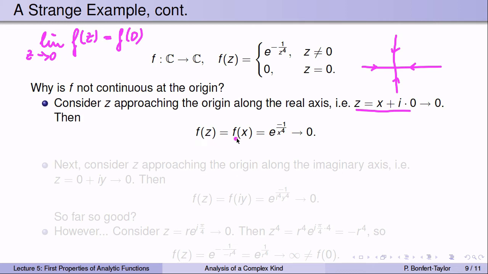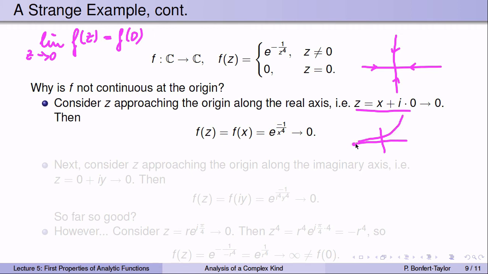Then f of z is simply f of x, and that's e to the minus 1 over x to the fourth. As x goes to 0, this denominator here goes to 0. 1 over that goes to infinity, but there's a negative sign in front of it. And so the exponent here goes to negative infinity. And e raised to a number that's going towards negative infinity actually goes to 0. Just remember the exponential function looks like this.